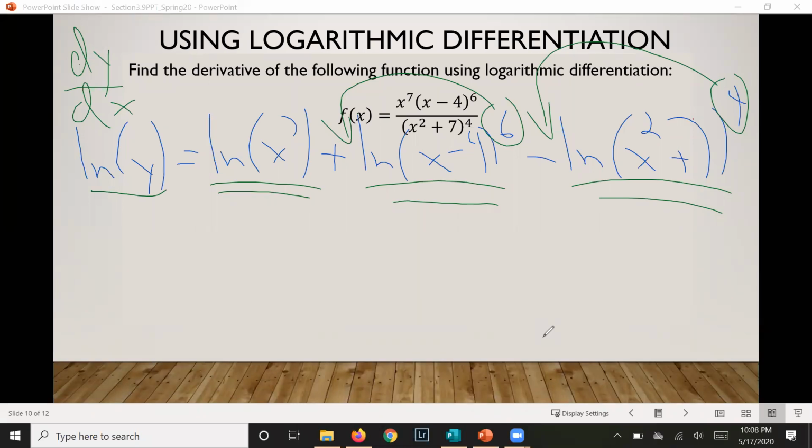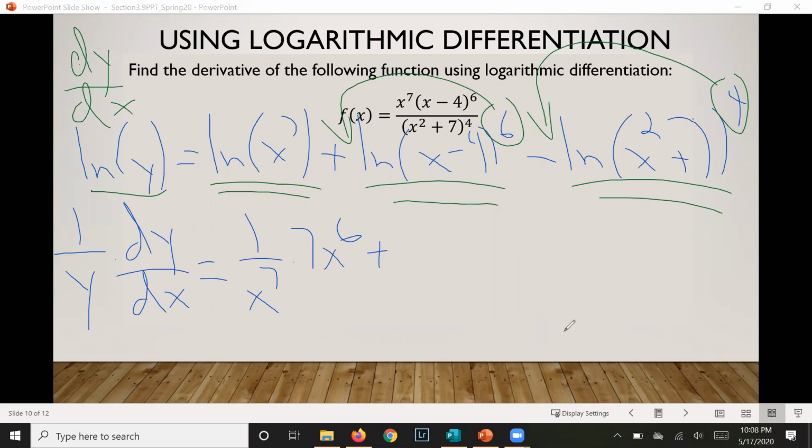So if we go through and do this, for the ln of y, we'll have 1 over y as the derivative, since that's the derivative of ln, times dy dx, because we have the y in there. The ln of x to the 7th will be 1 over x to the 7th times, then we have to use the chain rule to take the derivative of the inside, so 7x to the 6th.